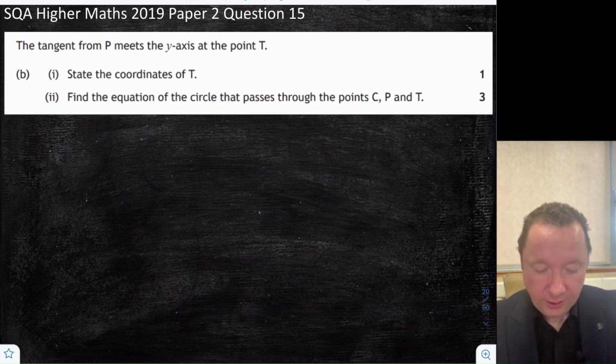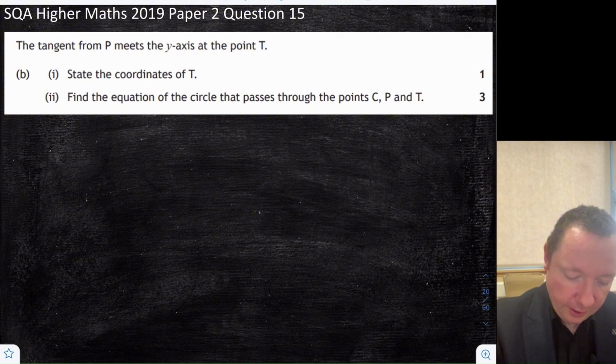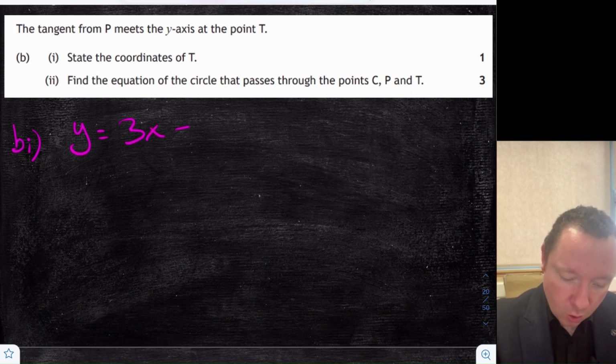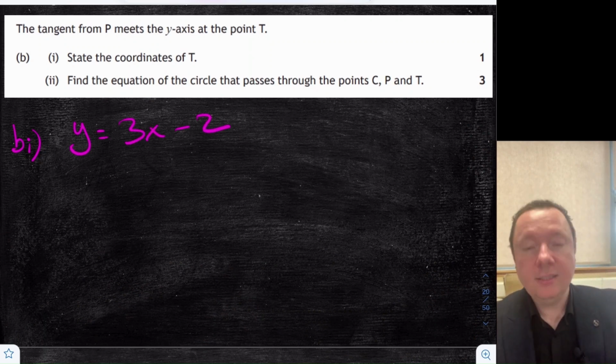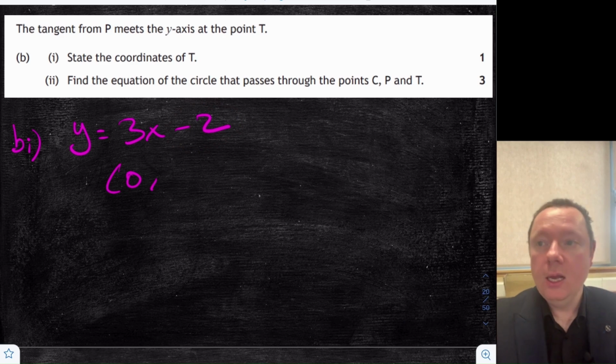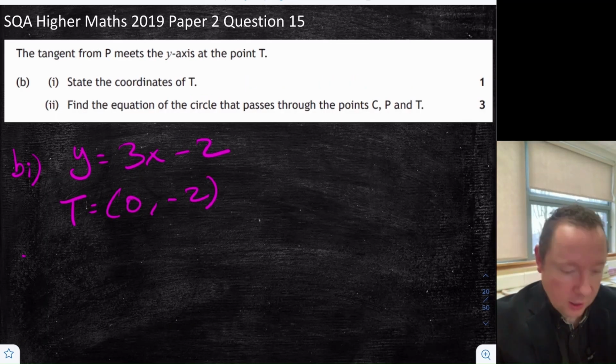State the coordinates of T. Part B, aye. Remember, the equation of our tangent is y equals 3x minus 2. So it meets the y-axis when x is 0, in other words, y is minus 2. So the point is (0, minus 2). And we're done there.